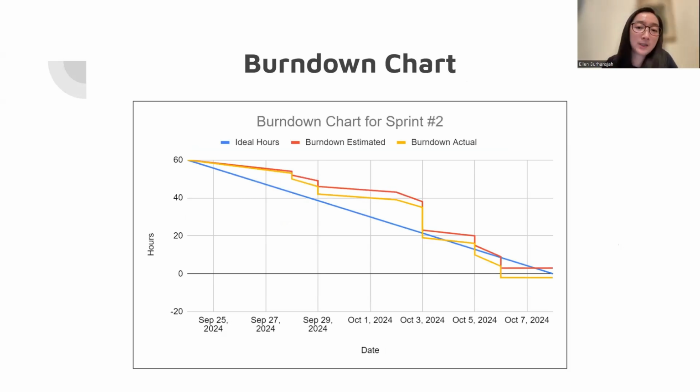Following will be the burn down chart for our current sprint, and as shown by the yellow line, we also went below 0 because the team spent extra hours to finish up the tasks.